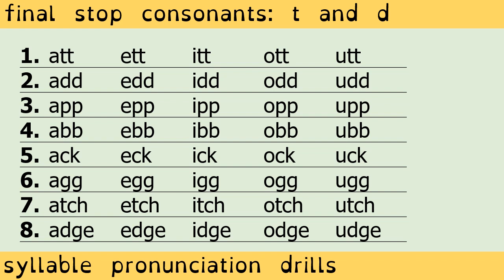Now look at line 7. CH is a digraph. We can't have CH. So we double the consonant with the letter T. Now look at line 8. We can't end a word with J, so JJ is impossible. We can't have GE, so we double the consonant with the letter D.